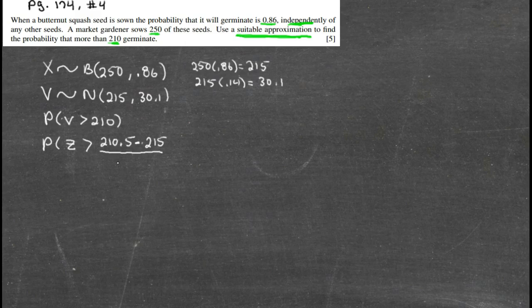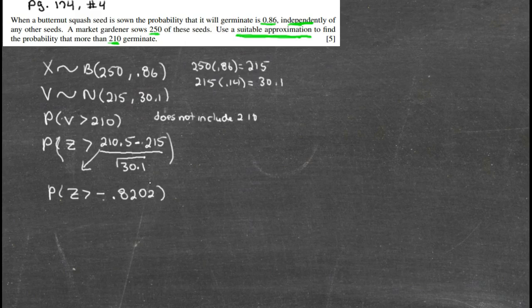So when it's an approximation, we're going to do a half above or a half below. In this case, we're going to do a half above because it is not including the 210. So if I want a number that's not including the 210, that's going to be 210.5. Anyway, so now when I go ahead and do all that stuff, I'm going to find out that the probability of Z is greater than negative 0.8202. All right, so if you sketch a quick graph, that means negative 0.8202 is somewhere over here.